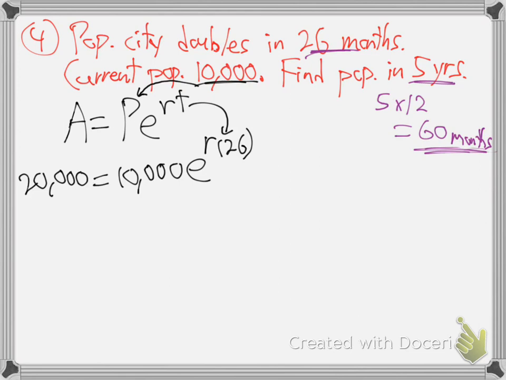So we said the population doubles. 10,000 was the start, the current. It starts at 10,000. It doubles, so it becomes 20,000 when time becomes 26 months. In 26 months, the population doubles. Now, they're asking how much in 5 years, 60 months.